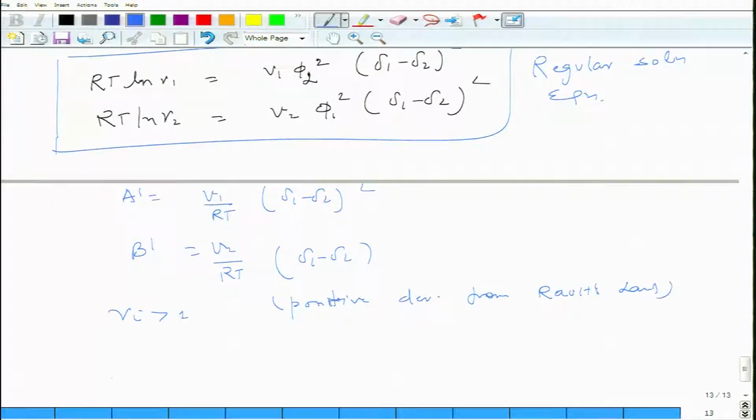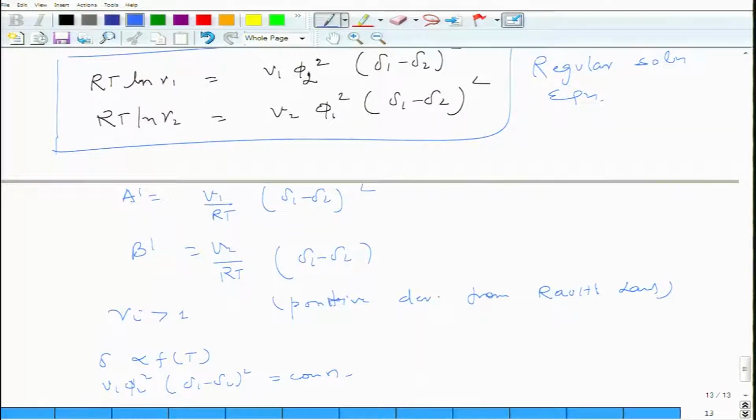Okay. Now the other important thing is that the solubility parameter is basically a function of temperature, but if you multiply with V by phi square, then this is more or less constant, okay, and it becomes independent of temperature. This is based on the experimental observations. Okay.